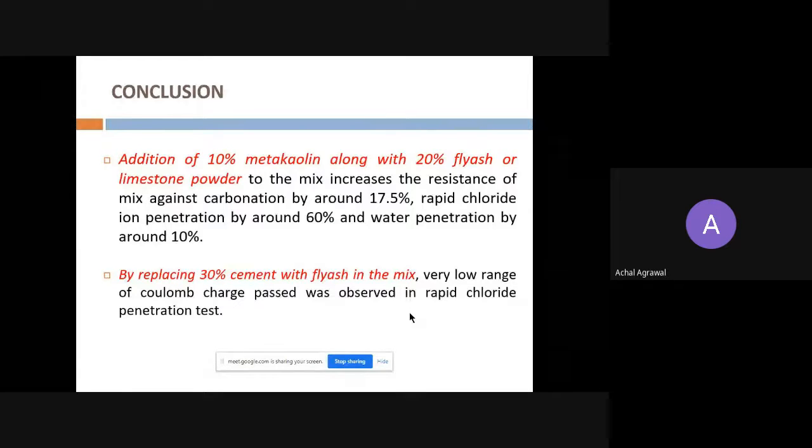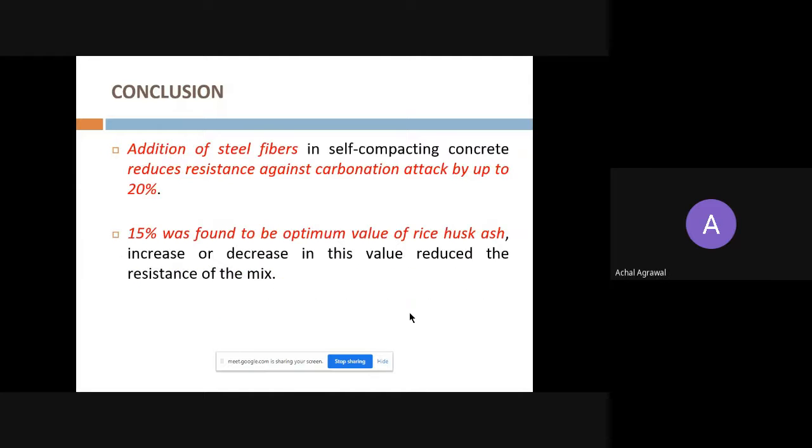Also, by replacing 30% of cement by fly ash in the mix, a very low range of coulomb charge was passed, like in the RCPT test, which measures the coulombs passed through the concrete. So if we are replacing the cement with fly ash up to 30%, we can get fewer coulombs, so we can ultimately get more durable concrete.